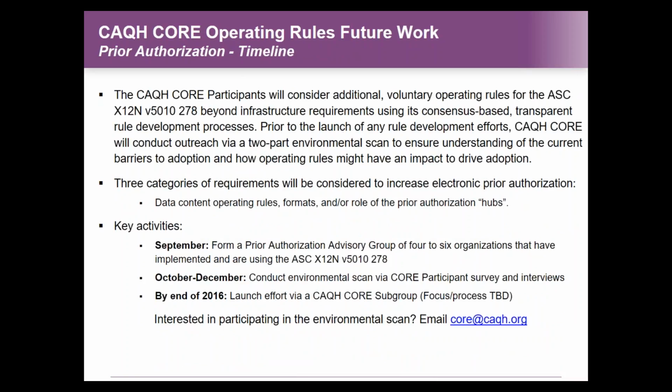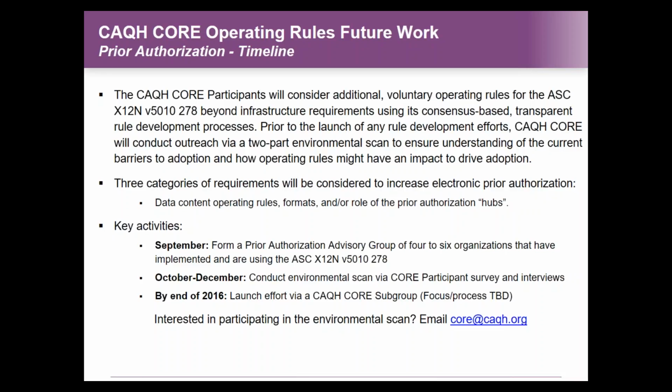Slide 13 talks more about the timeline for some of this work. The CORE participants will really drive this initiative using our consensus-based, transparent rule development process. Before launching rule development efforts and formal subgroups, we're going to conduct some outreach through a 2-part environmental scan to get a better understanding of some of the barriers to adoption and where operating rules might have the greatest impact. We've done an initial catalog of opportunities based on the research and what we've been hearing in the industry, looking at data content requirements, potentially formats for web portals, and/or thinking about the role of what a prior authorization hub could do.